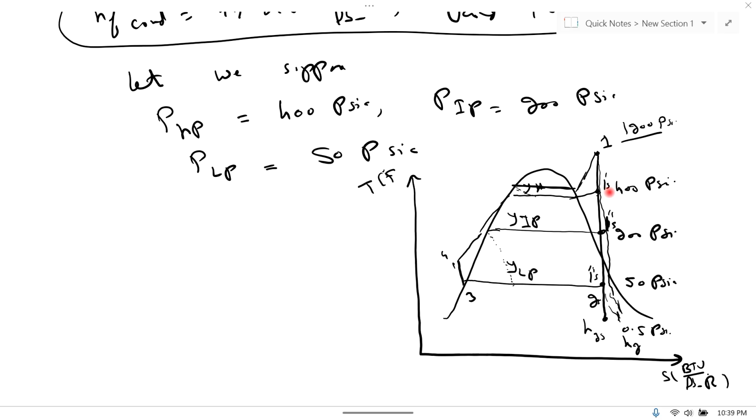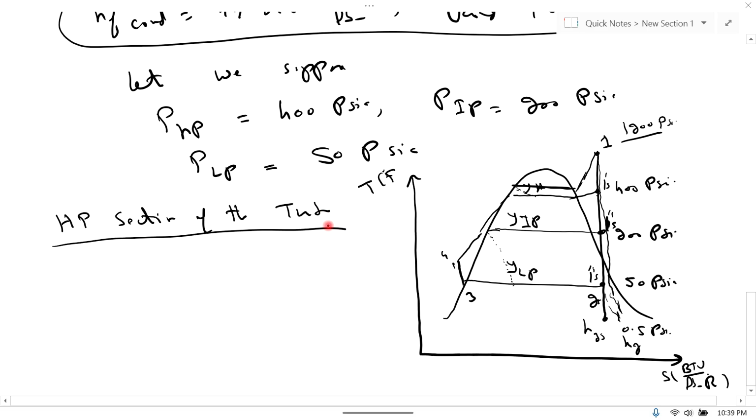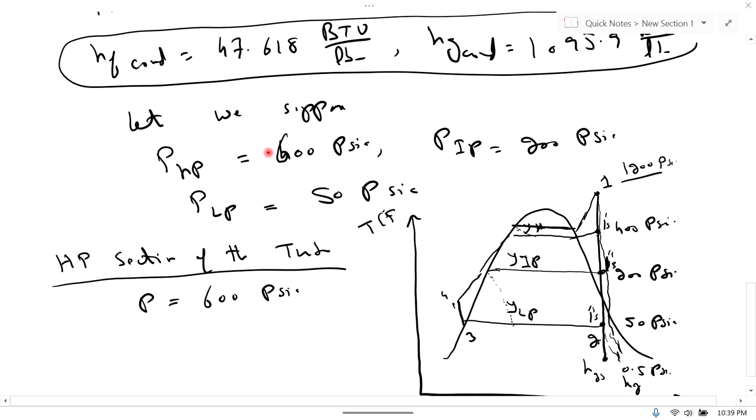First we are finding for the high pressure section of the turbine. Pressure here is 600 psia. Sorry, here pressure is 400. I think this assumption is for high pressure, this is 600 psia.